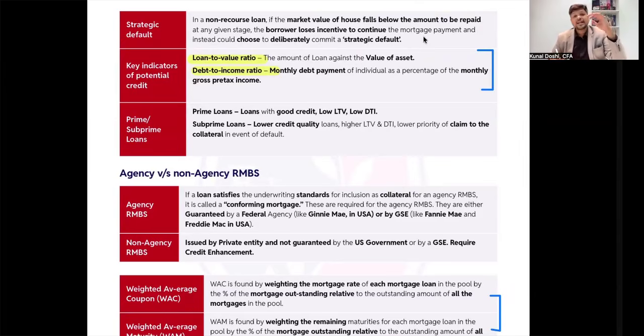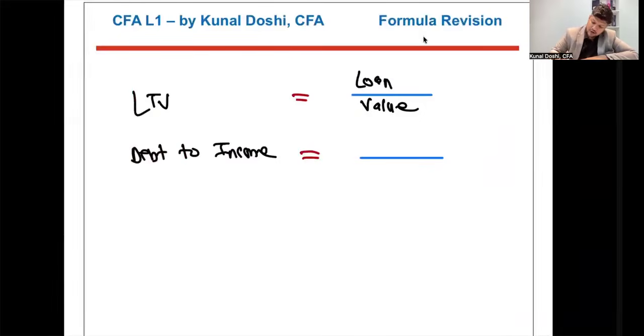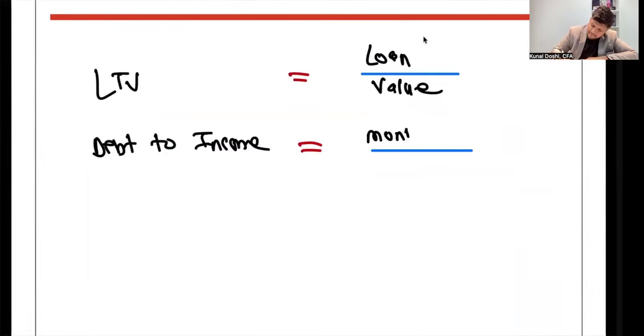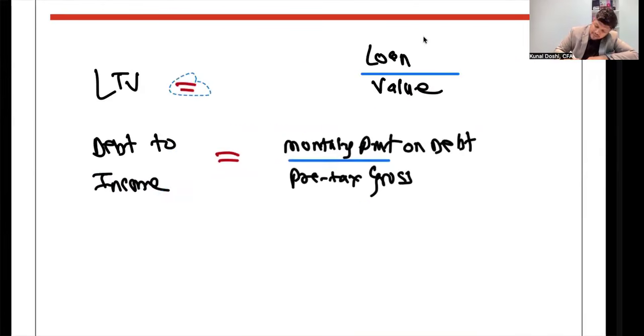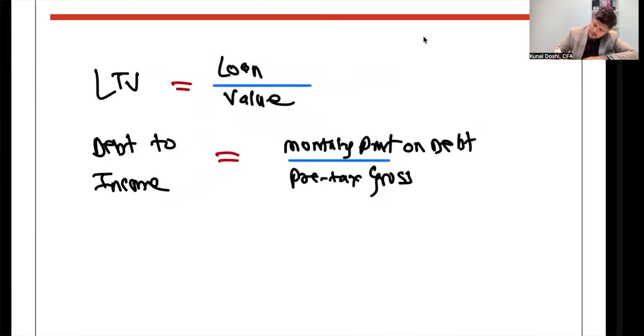Correct. Debt to income ratio is what you're going to pay on a monthly basis in terms of installment over your monthly pre-tax gross income. So we take monthly payment on debt over pre-tax gross monthly income. Gross monthly income of the borrower. Okay, the one who's applying for the loan.